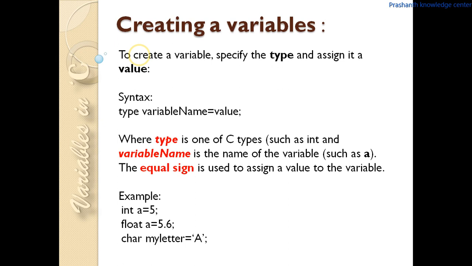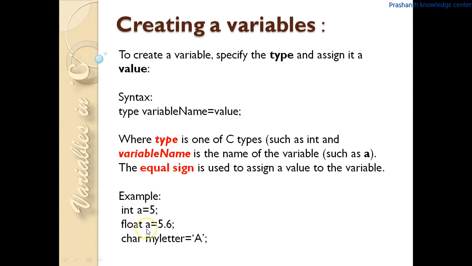For example, we will see how a variable is created. Here, this is the syntax for the variable: type, variable name, equal to value. Type means what is the type of the variable. For example, here the type of variable is int, meaning integer type. This a is called the variable name, and equal to 5 means we are assigning this variable a the value 5, that is a whole number, so we are using int.